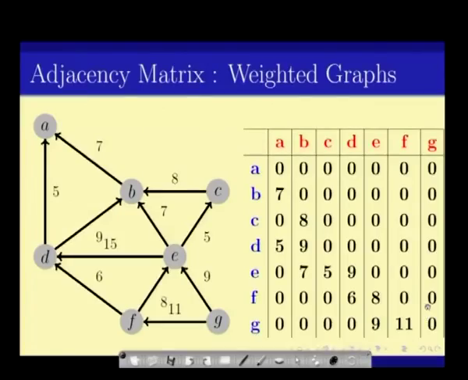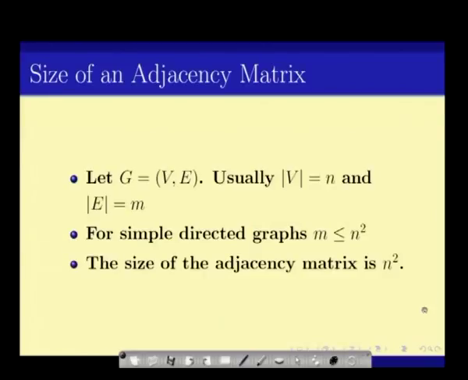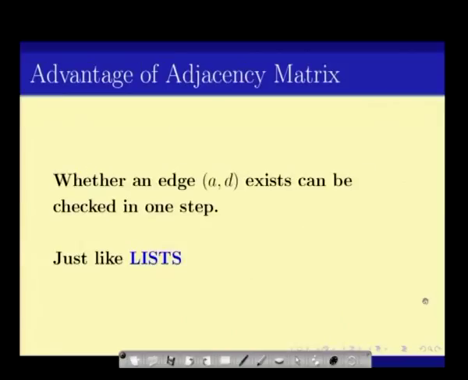The same technique can be done for a directed graph, and also for a weighted directed graph, where instead of putting 1, we put the edge weight in that matrix. So, if we consider the number of vertices as n and the number of edges as m, then the simple directed graph can have n square edges, and so the size of the adjacency matrix is n square. A good thing about this is that one can access any edge in just one step.